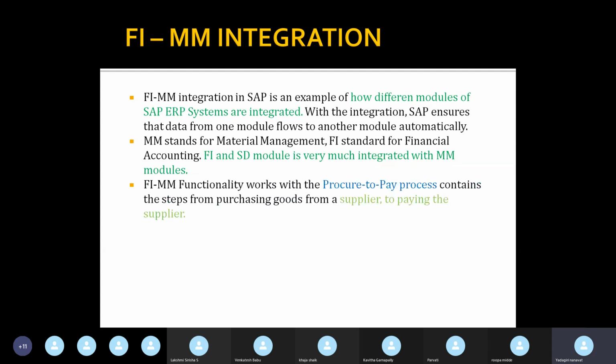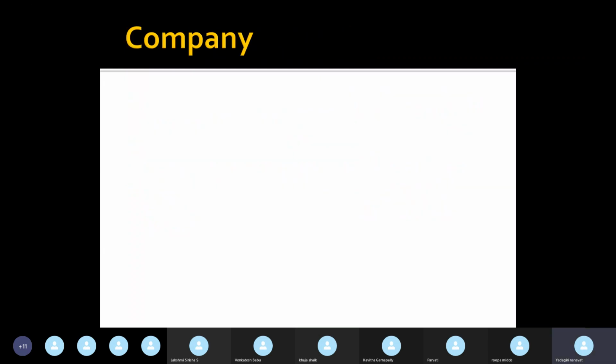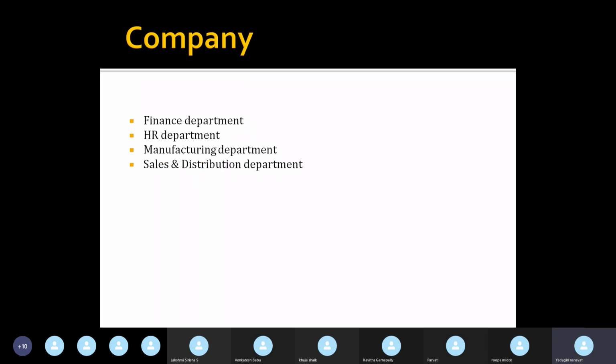FI-MM functionality works with the P2P process, which contains the steps from purchasing goods from a supplier to paying the supplier. In a company, generally, we have a finance department, HR department, manufacturing department, sales and distribution department, material management department, and production department. If we need any material, we will procure the items from our vendors.